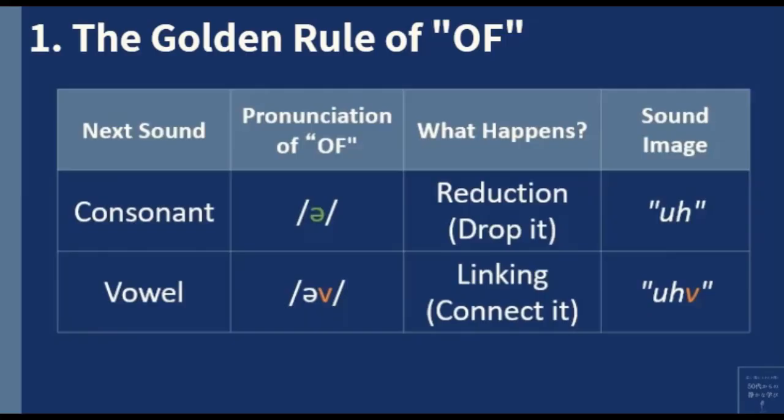Now, rule number one is actually the real challenge for most of us. We need to reprogram our brains to realize that of just becomes a while we are speaking. So let's dive into the most challenging patterns of rule number one, when of is followed by a consonant.